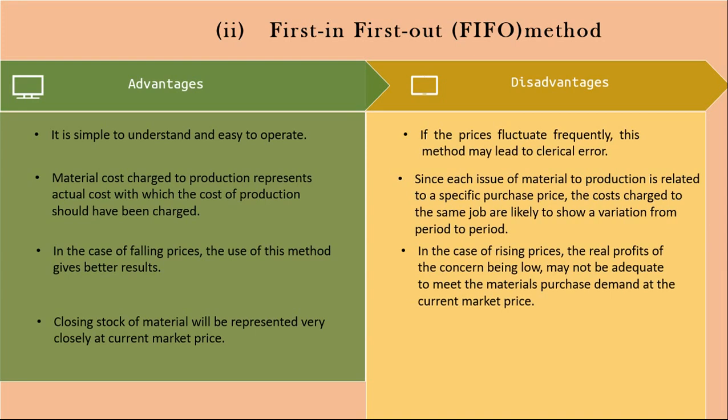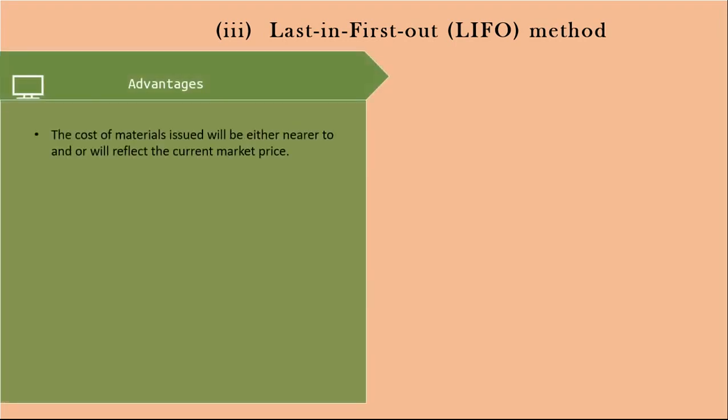Disadvantages. If the prices fluctuate frequently, this method may lead to clerical error. Since each issue of material to production is related to a specific purchase price, the costs charged to the same job are likely to show a variation from period to period. In the case of rising prices, the real profits of the concern being low, may not be adequate to meet the materials purchase demand at the current market price.